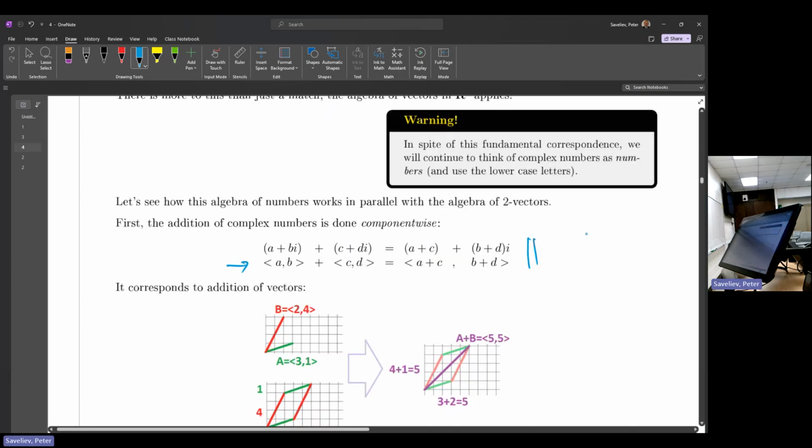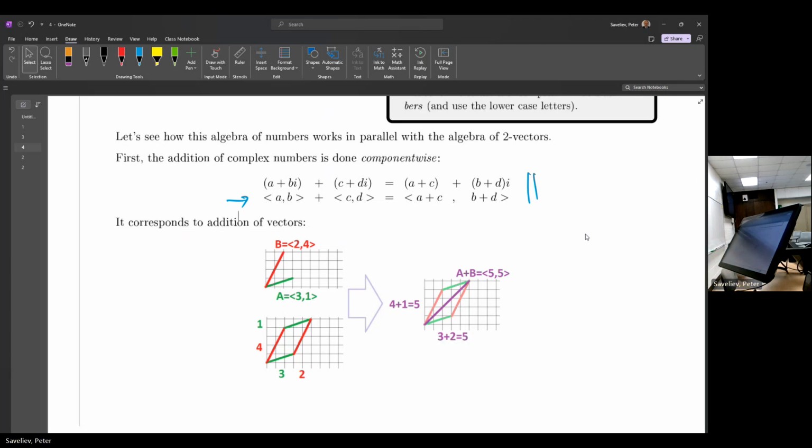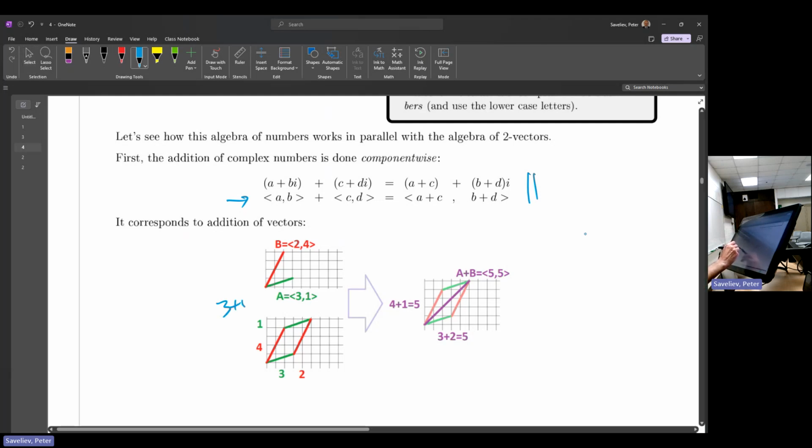So this is addition of vectors. Once again, it makes no difference. You do addition of vectors or addition of complex numbers. In other words, the addition of complex numbers is vector addition. These are vectors, but you can think of them as well as this is 3 plus i, and this is 2 plus 4i.